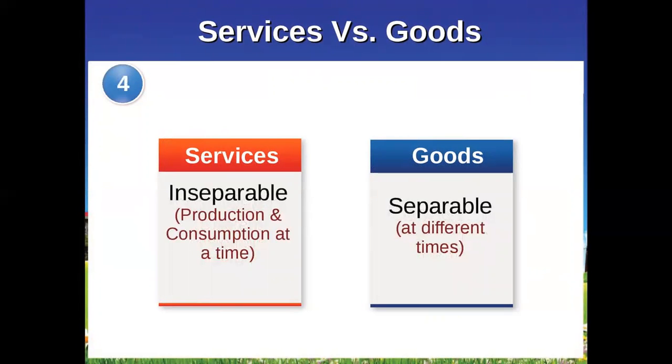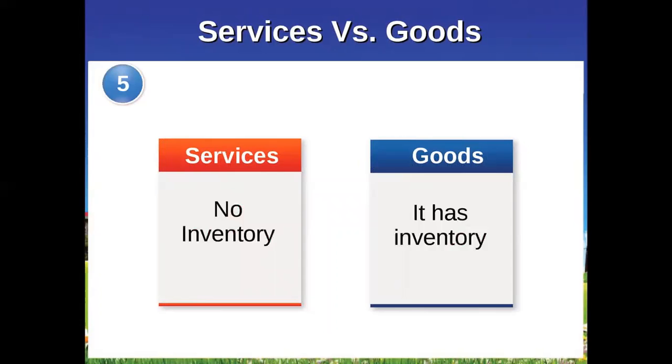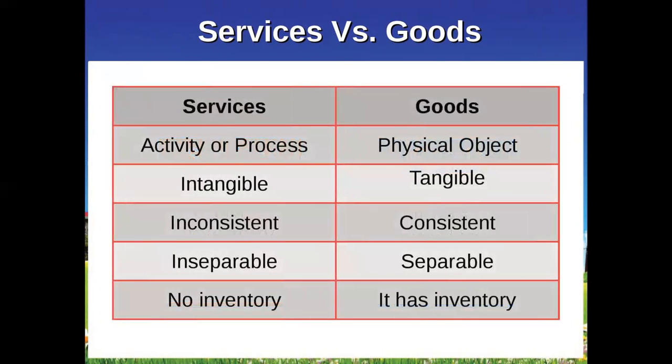Talking about inseparable, as I just explained, services involve production and consumption at the same time. In case of goods, it's not necessary that if you have bought a cake or chocolate today, you have to consume it at the same time. It was produced much before the consumption. Services are inventory-less, and goods have to be stored, so inventory is there. These are the things I explained in a tabular form, but when you're writing it, it has to be in proper sentences.